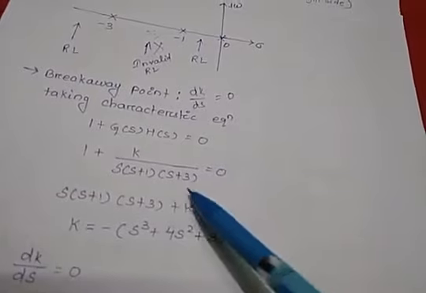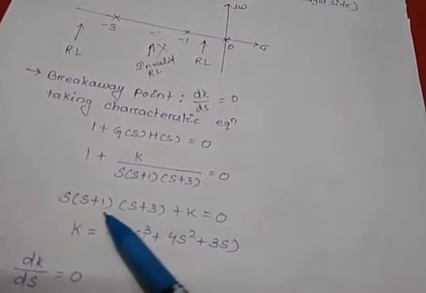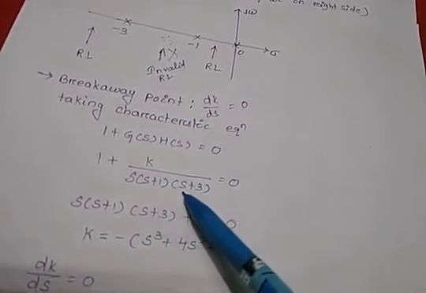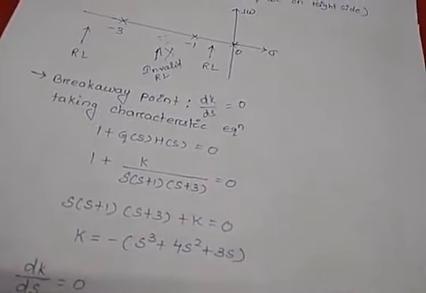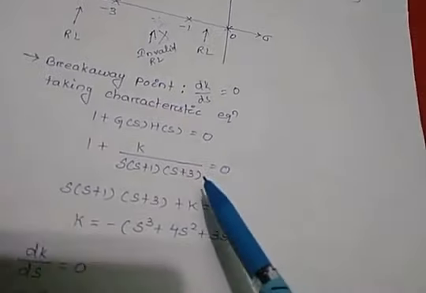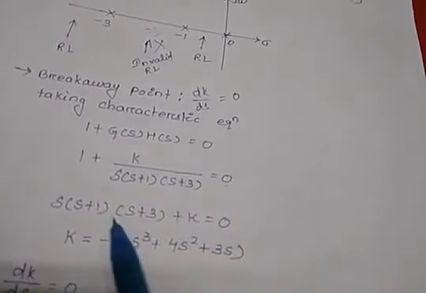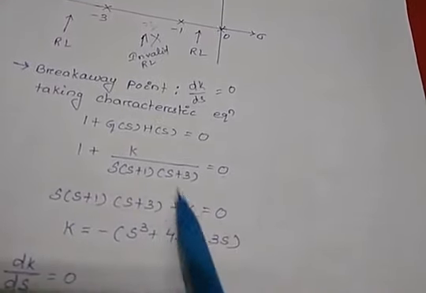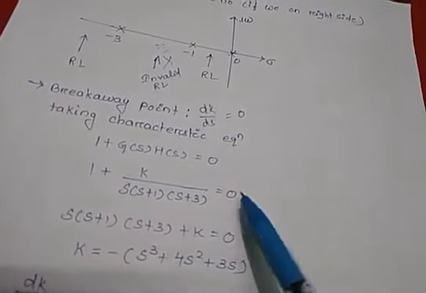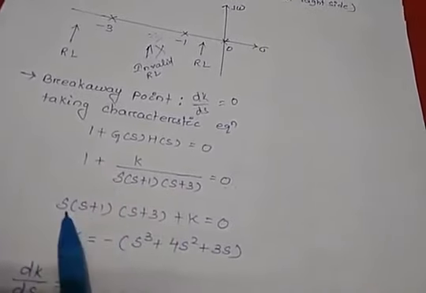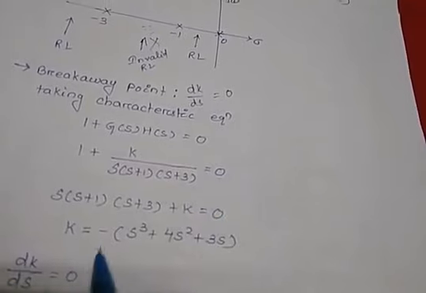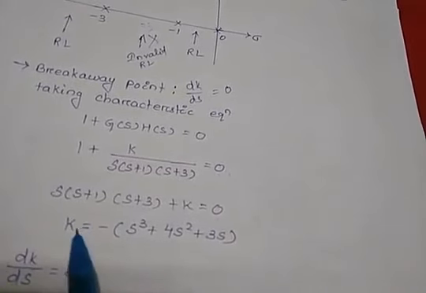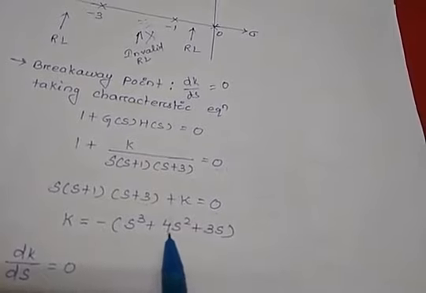By putting this value and taking the LCM, we get this equation, as the denominator term goes to the right hand side and multiplies with 0, and the value is 0. So we only get the numerator term, and the denominator term multiplied with 0, that's why the value is 0. This term moves to the right side and the value is in the form of negative. We get k equal to minus s cube plus 4s square plus 3s.